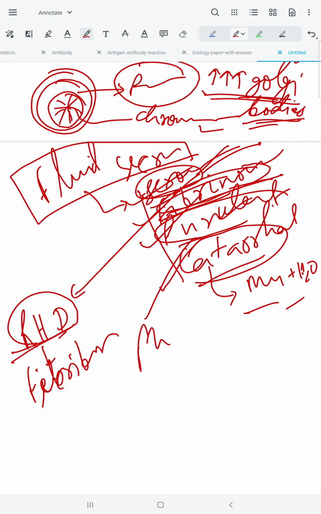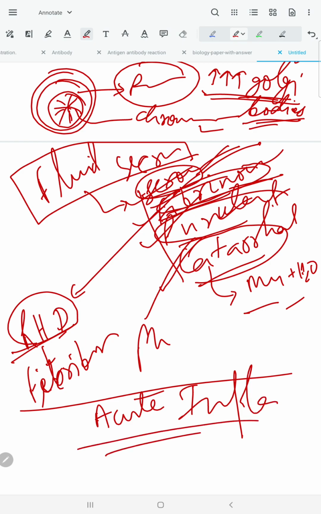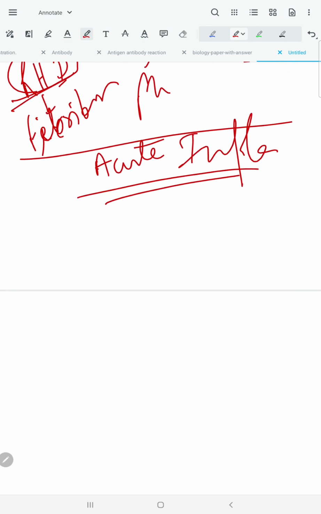Okay, next, now we'll be talking about something called acute inflammation. So first of all, we'll be defining what do you mean by acute inflammation. So it is telling, okay, acute inflammation. So we are having a definition of acute inflammation. The definition tells what? So let's see.